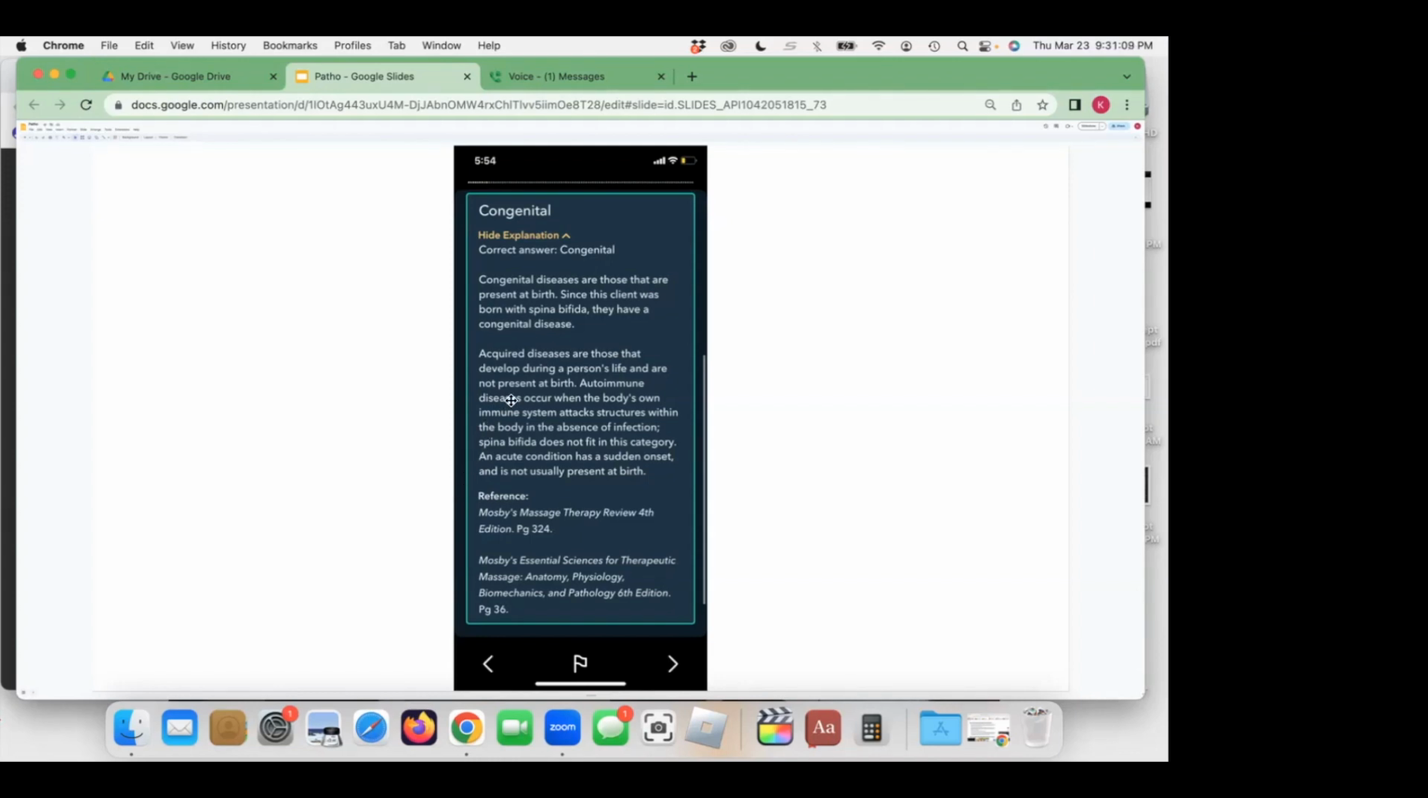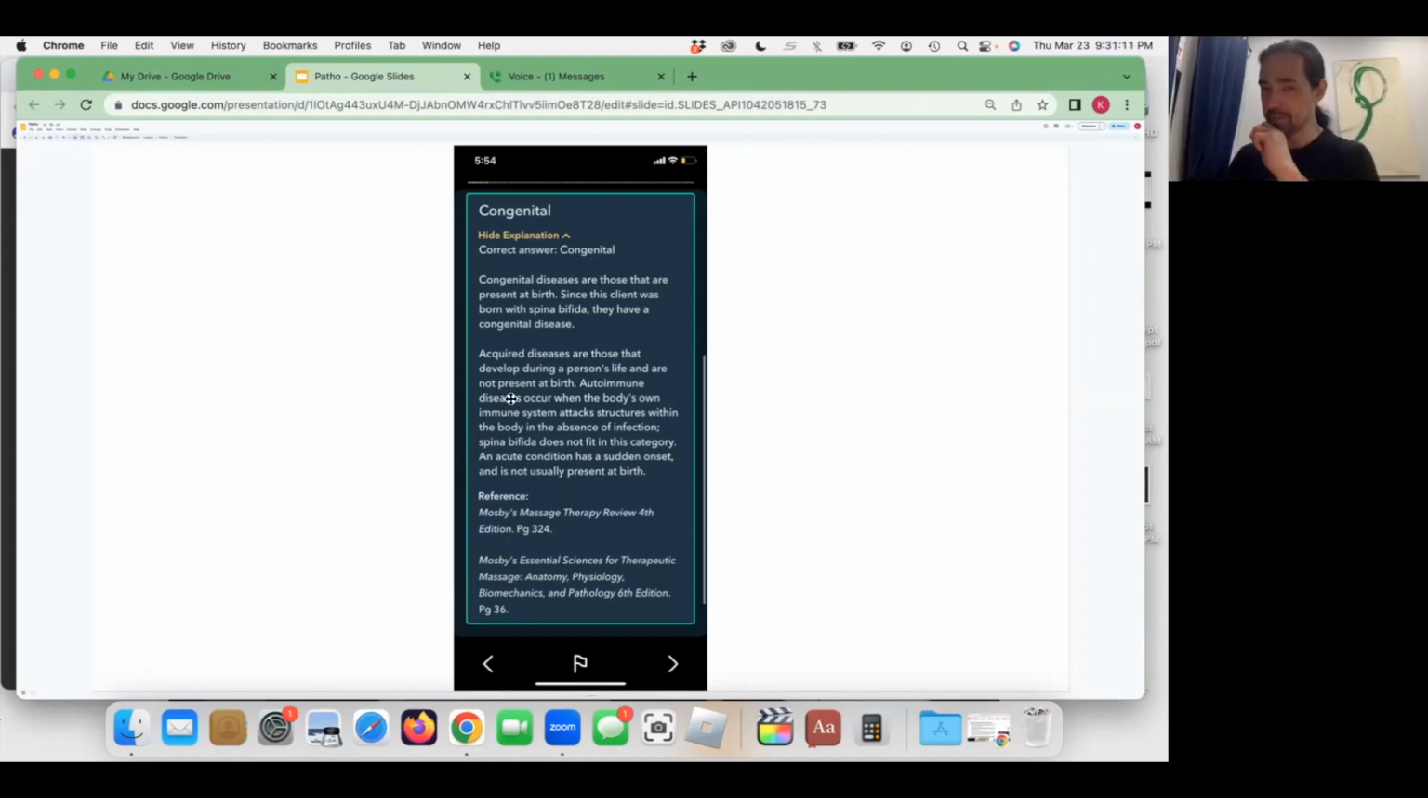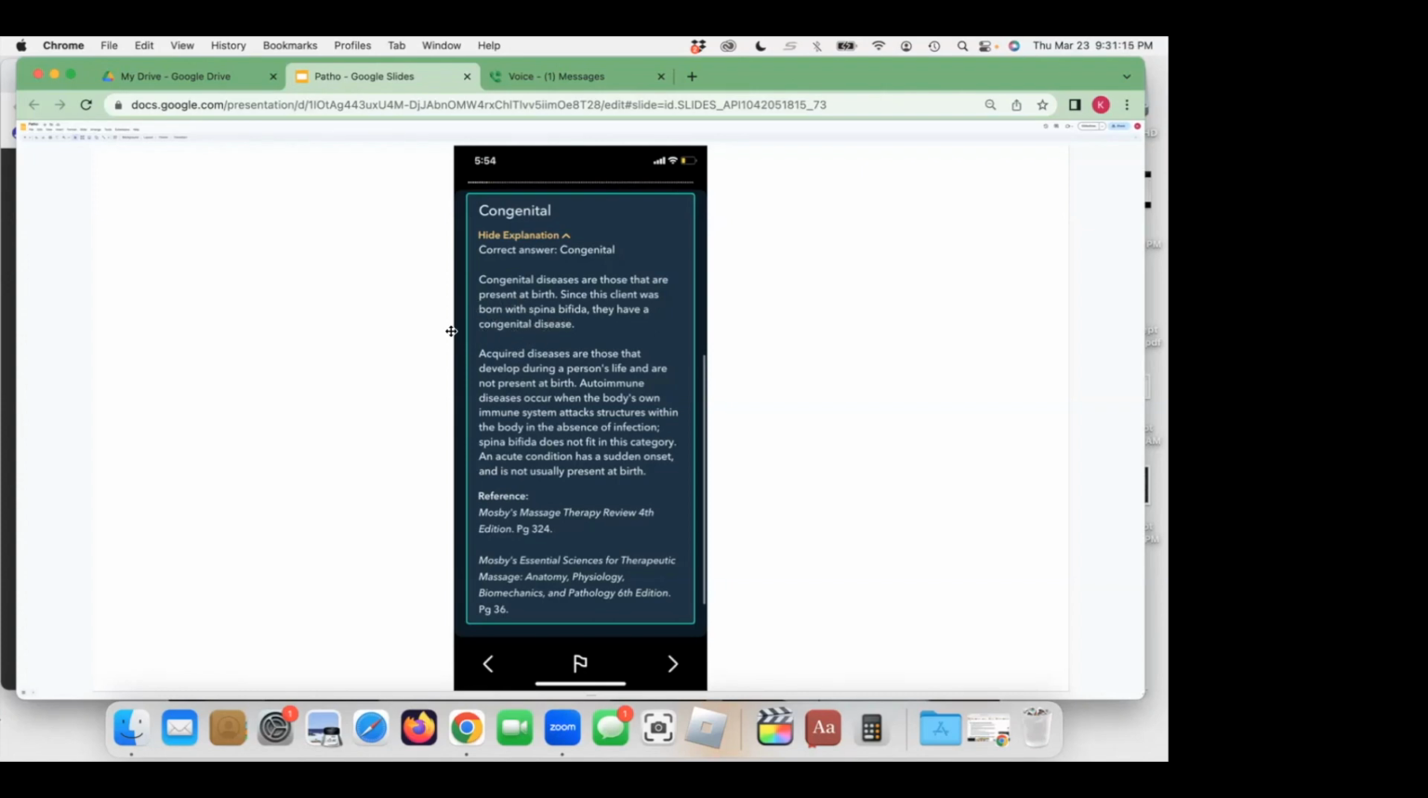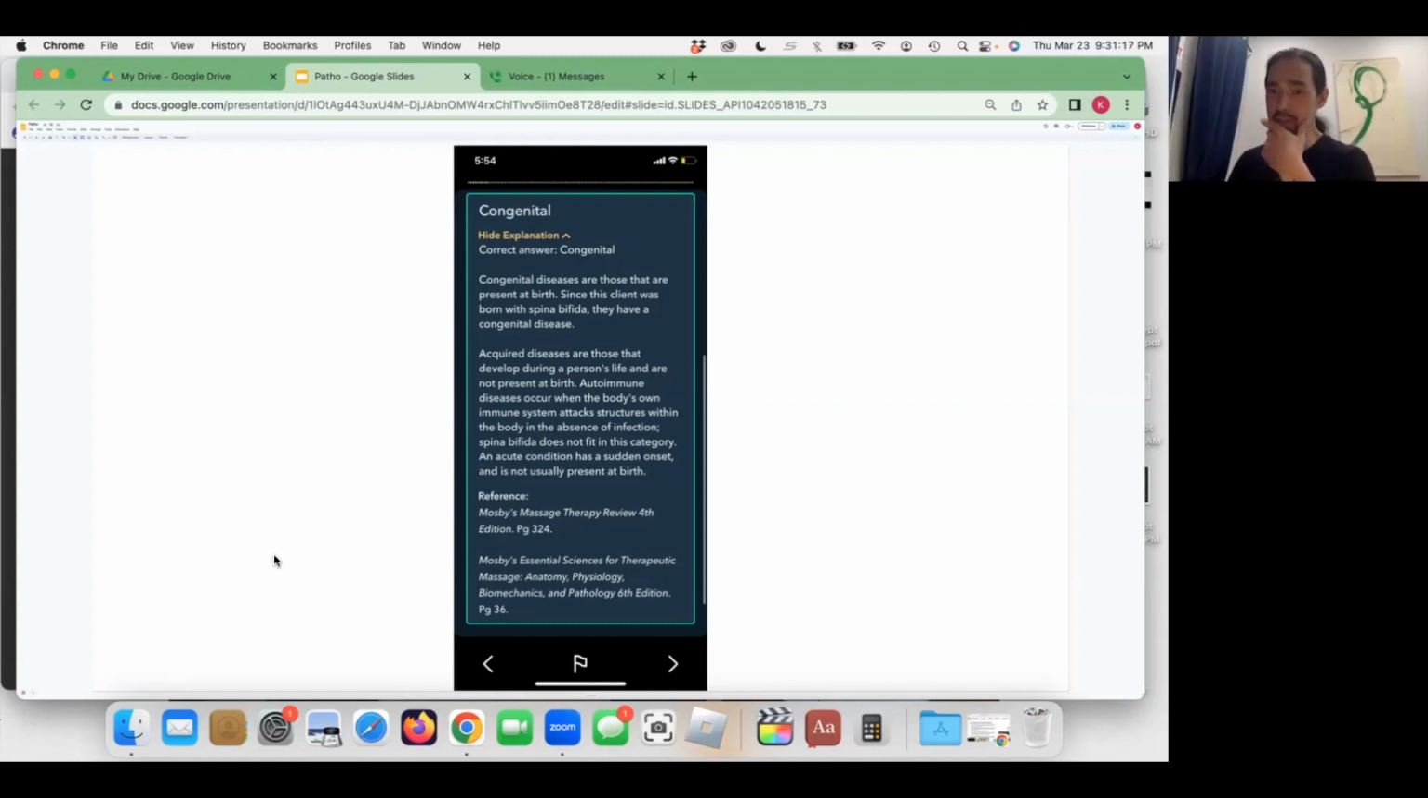This was developed in utero and they've had it since birth. Oh, congenital means you got it from genetics. Okay, I gotta write that down.